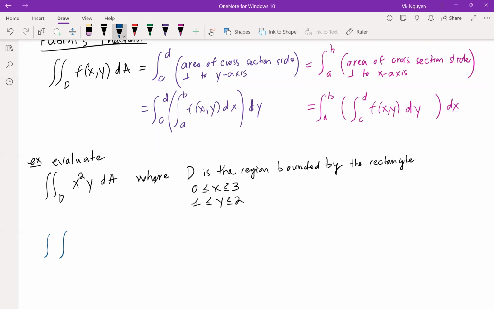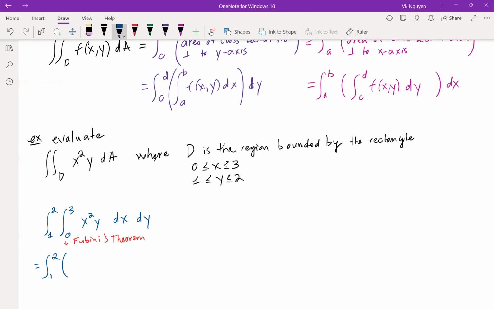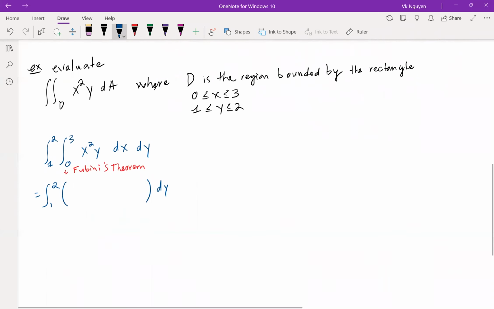So if I do x squared y dx dy, meaning that the inner integral is going to be the area of the cross-section slice. So x goes from 0 to 3, and then the outer one is just the summing of the area of the cross-section slice. So y goes from 1 to 2. Based on the Fubini theorem, you have to do the inside first and then the outside. If you integrate with respect to x, you treat y as a constant. It's very similar to how you find the partial derivative.